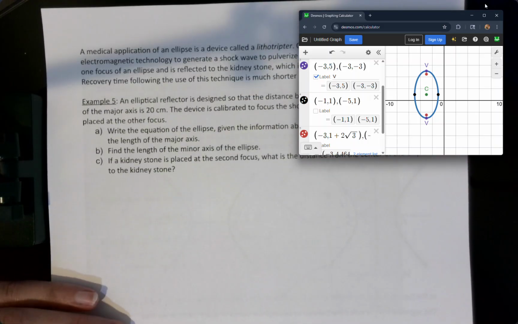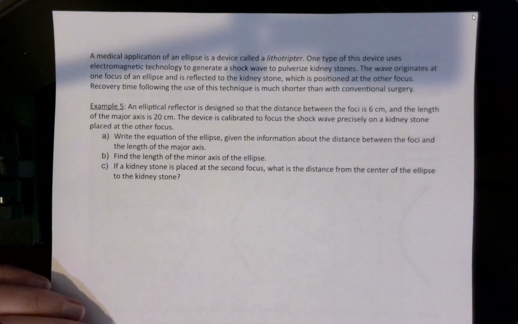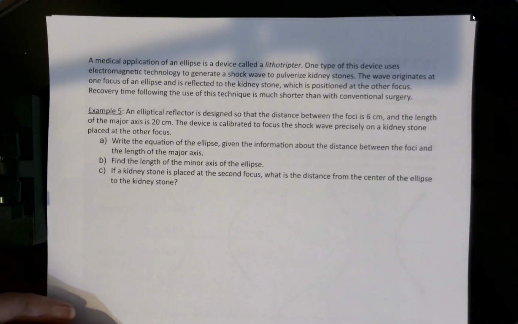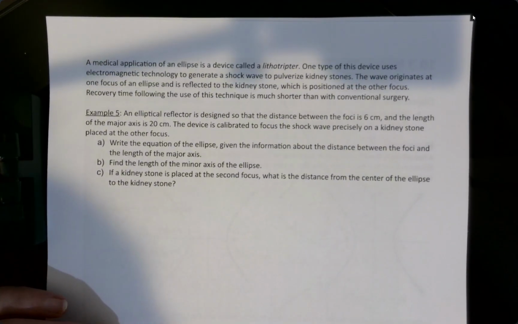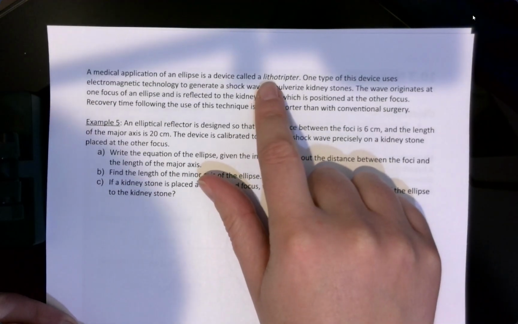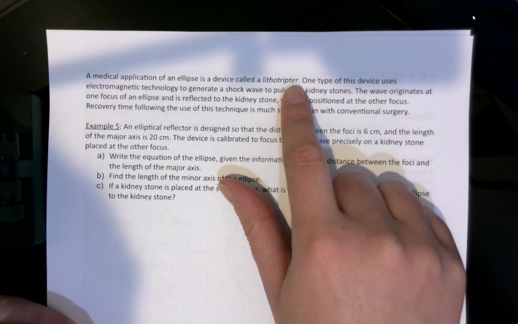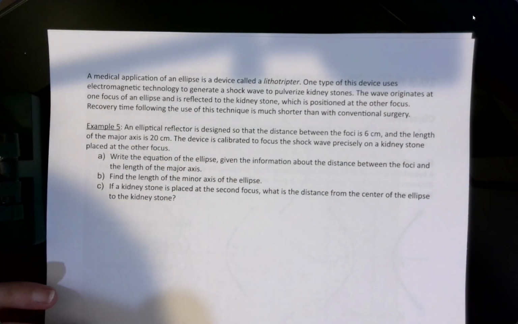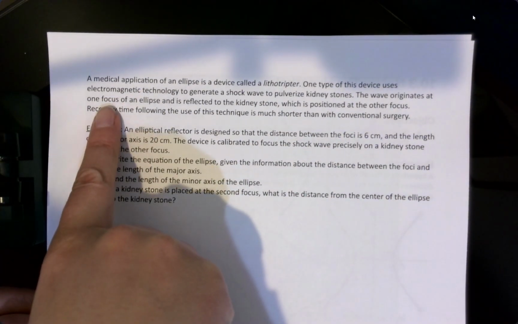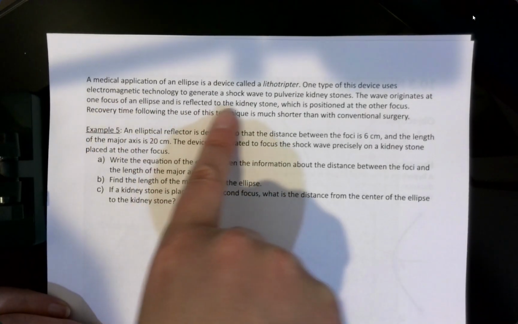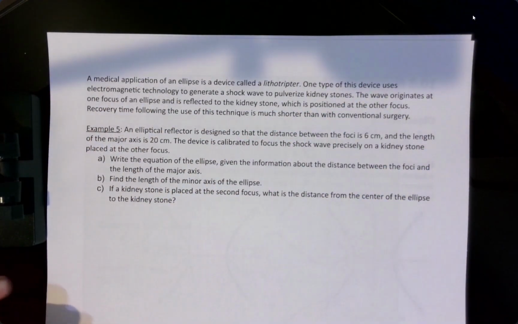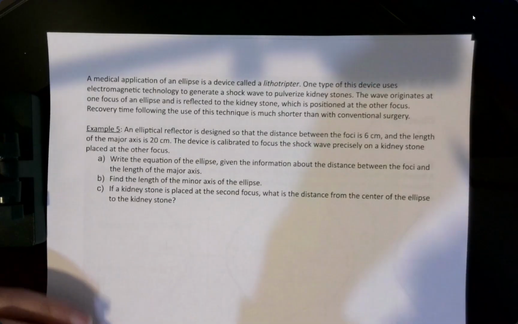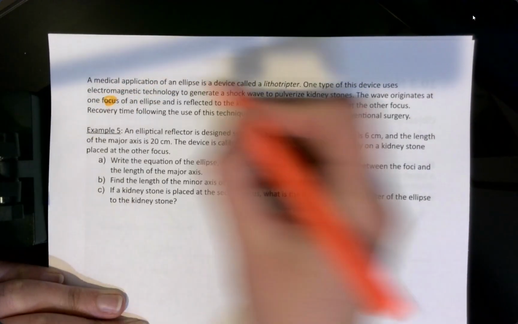All right, and we have another example. I believe it is the last one. Okay, so this one talks about a medical application of the ellipse, a device called a lithotripter. One type of this device uses an electromagnetic technology to generate a shock wave to pulverize kidney stones. The wave originates at one focus of the ellipse and is reflected to the kidney stone, which is positioned at the other focus. Interesting. So I'm going to need to know something about the foci, I'm suspecting here.